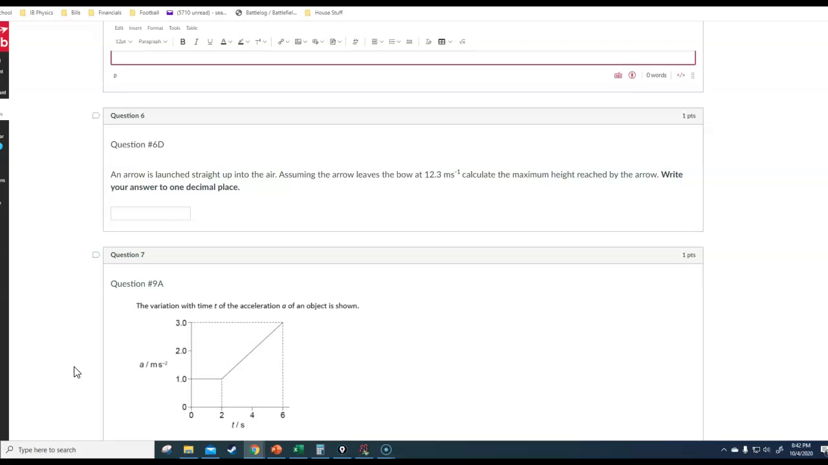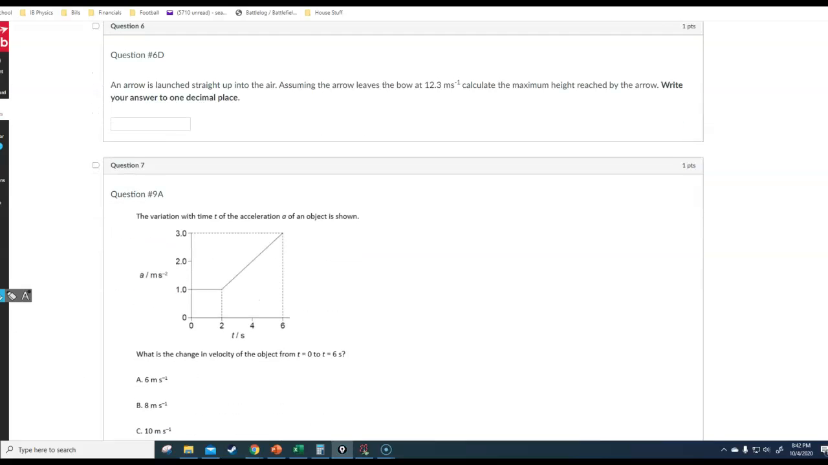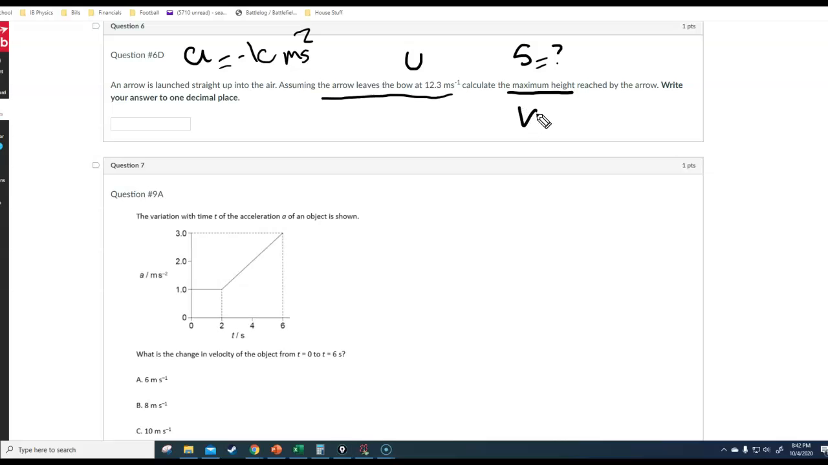Okay, next question. Question 6d. An arrow is launched straight up into the air. Assuming the arrow leaves the bow at 12.3 meters per second, calculate the maximum height. We're trying to find displacement, that's our unknown. We have the initial velocity, u. It's also a free fall question, so we have the acceleration due to gravity, -10 meters per second squared. At maximum height, the arrow stops moving up, which means the final velocity is 0 meters per second.